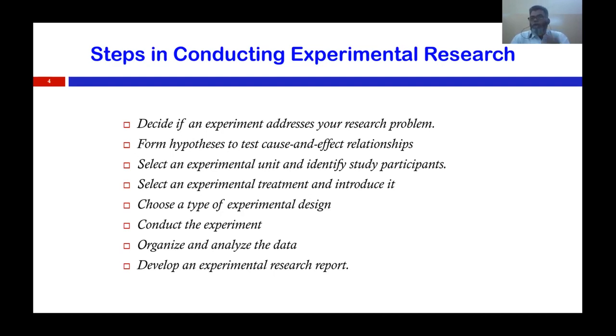Yes. Okay. So once again, let me revise. In order to conduct experimental research, the following steps are introduced. Decide the experiment for your research problem, form a hypothesis to test the cause and effect relationship, select an experimental unit and identify the participants, select the experimental treatment and introduce it, choose a type of experimental design, conduct the experiment, collect the data, make the reports. So these are all the 8 steps in conducting experimental research.